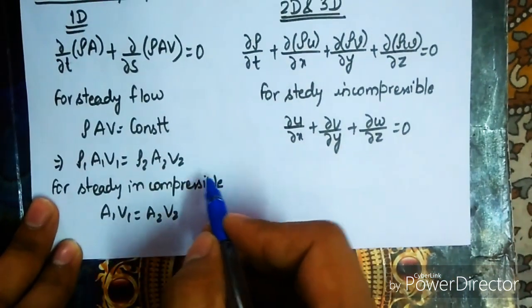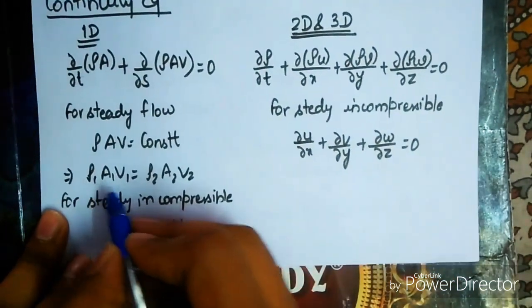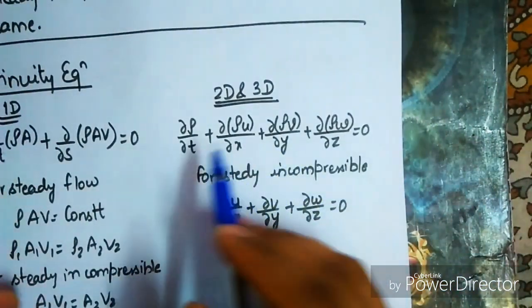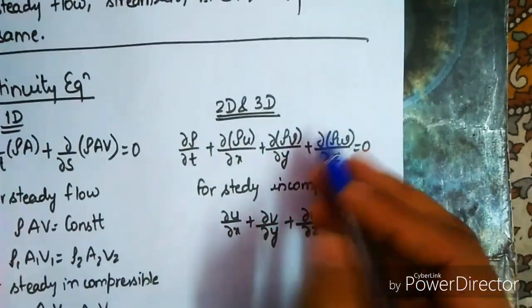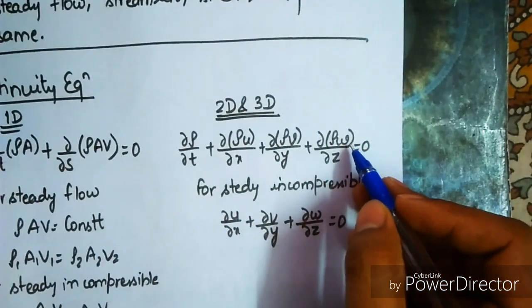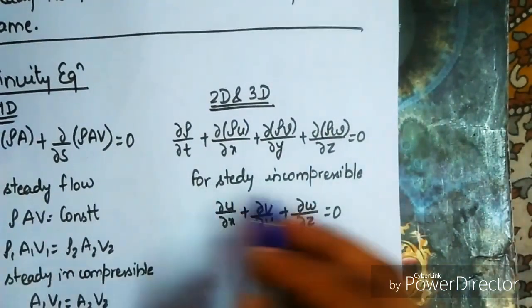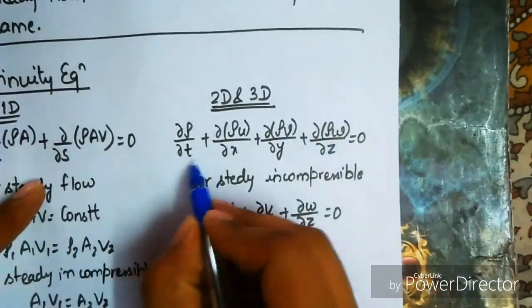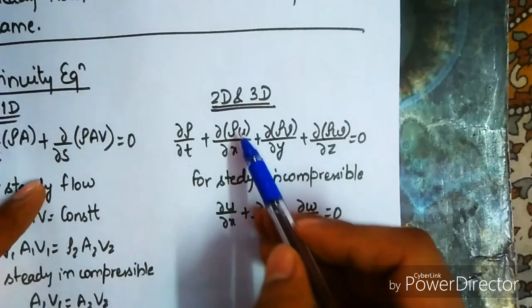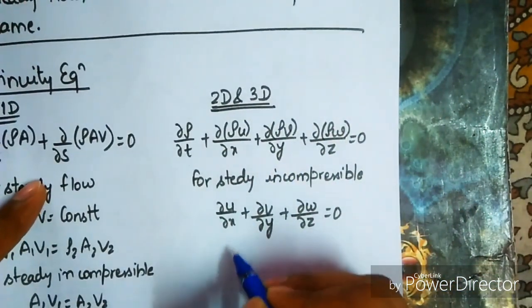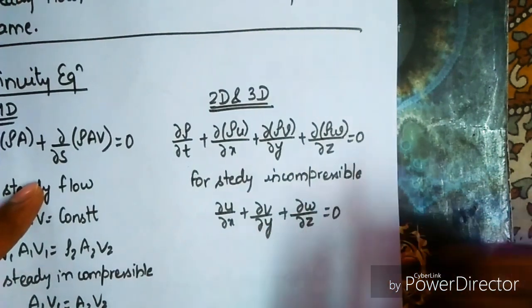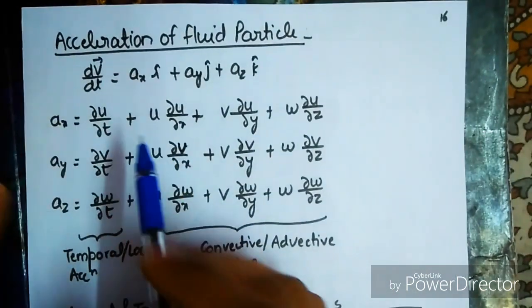For steady incompressible flow, that is, ρ is not changing from one place to another, then A1 V1 equal to A2 V2. Now for 2D and 3D flow, we are having ∂ρ/∂t plus ∂(ρu)/∂x, ∂(ρv)/∂y, ∂(ρw)/∂z equals to 0. Now for steady flow, this term becomes 0, and for incompressible flow, the ρ value does not change from one place to another. Then we are having ∂u/∂x plus ∂v/∂y plus ∂w/∂z equals to 0.